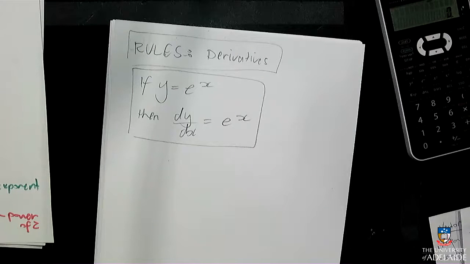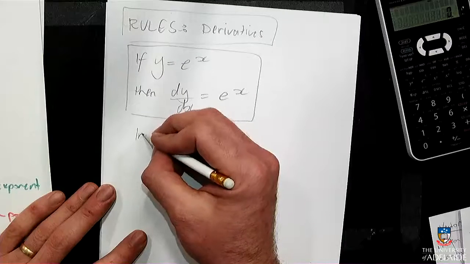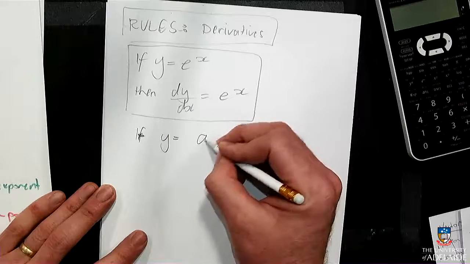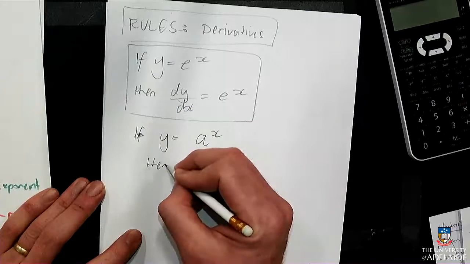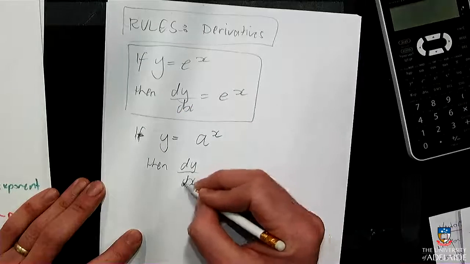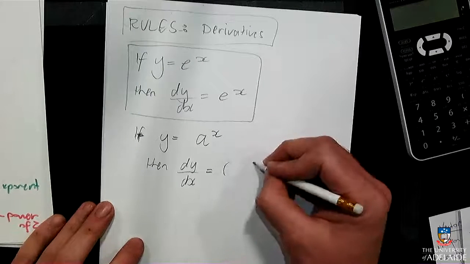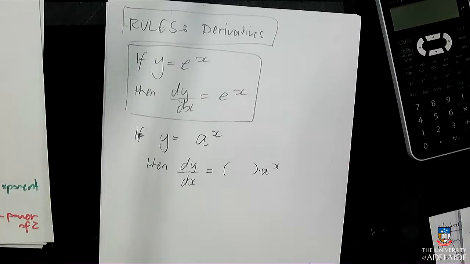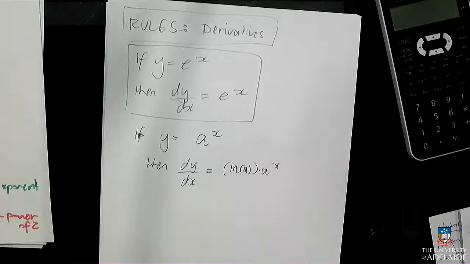And if it's not e and just is some other number, then it turns out that if y is equal to some number a to the power of x, then dy on dx is some multiple of the current y value, which is also a to the power of x. And the correct multiple to pick is ln of a, which is really, really cool.